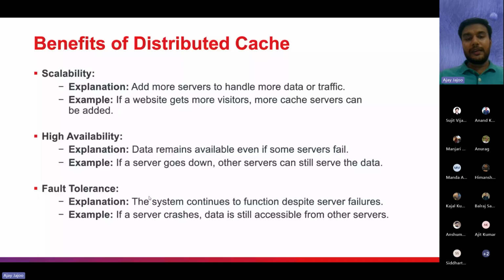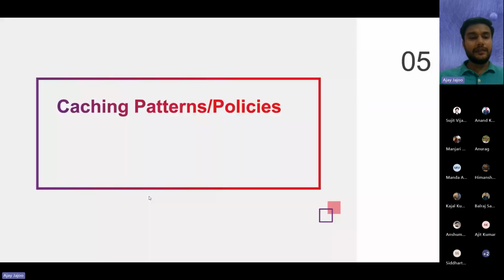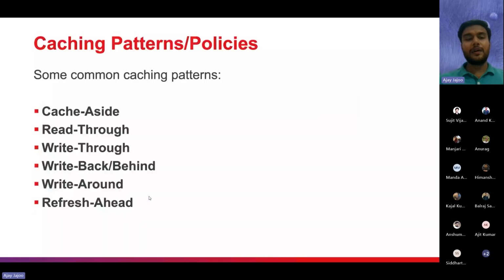Now coming to caching patterns and policies. These are some of the common caching patterns: cache aside, read through, write through, write back or write behind, write around, and refresh ahead. I hope most of us have studied the subject operating systems, in which we might have studied these caching patterns, like FIFO, LIFO and all that kind of stuff. So you would be able to relate it here.